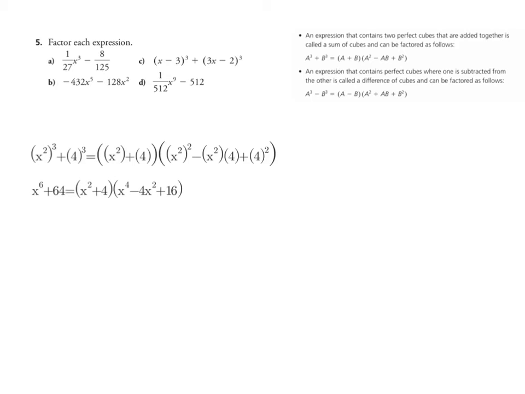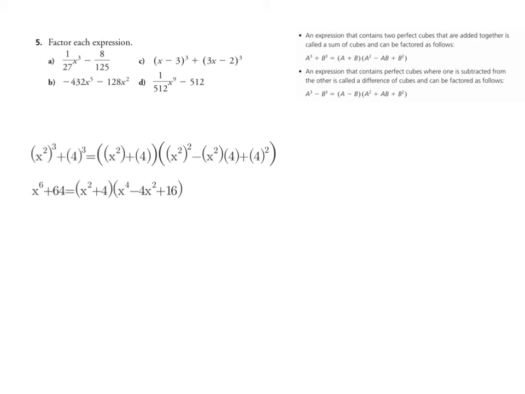B might seem a little bit tricky, I guess, but it has a common factor of like negative 16x squared. So once you take out a negative 16x squared, then you're going to be left with a sum of cubes. That shouldn't be a problem. Let's see here, sum of cubes, we've already done one very similar to that. Just follow what I did.